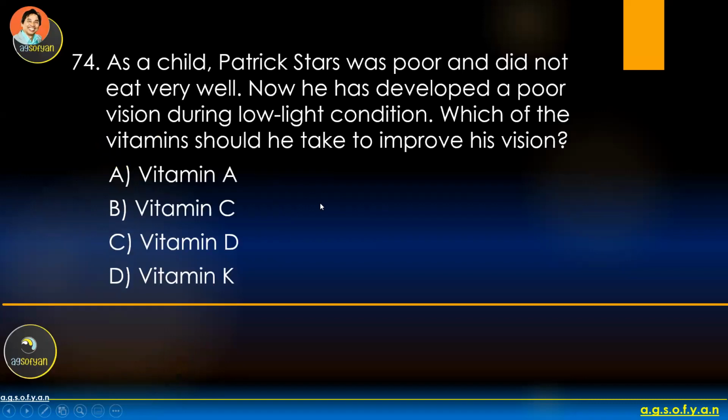As a child, Patrick Star was poor and did not eat very well. Now he has developed poor vision during low light conditions. Which of the vitamins should he take to improve his vision? Okay, so we already mentioned before, the one causing difficulty seeing in low light conditions is deficiency of vitamin A. Therefore, he has to take vitamin A to improve his vision.